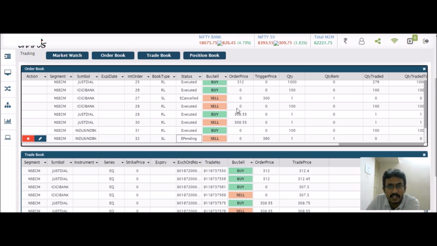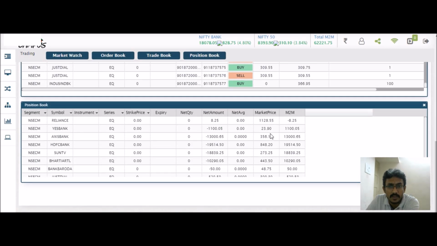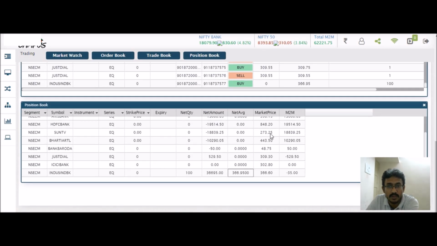Okay, next step is to square off. I'll show you how to square off the position. Right now it is trading at 366.60. But according to me, IndusInd Bank should bounce back at least to 375, 380 levels. We don't have that much time, though; I'm making this video in between the trade. So right now I'm going to square off. What do I mean by square off? You bought a stock, and now you're going to sell the stock. Taking the opposite position is what is called squaring it off.